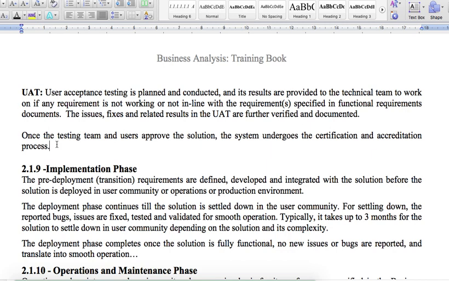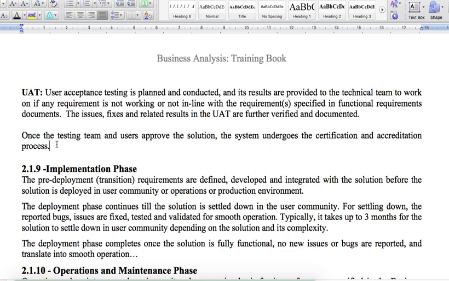So all those things they will basically test it from their perspective. Again, within the user group also, there may be different users involved in the testing based on their roles and responsibilities, and they may also test from their perspective. Okay, so once the users are satisfied, they may give you sign off.